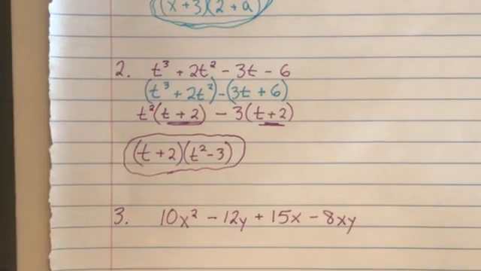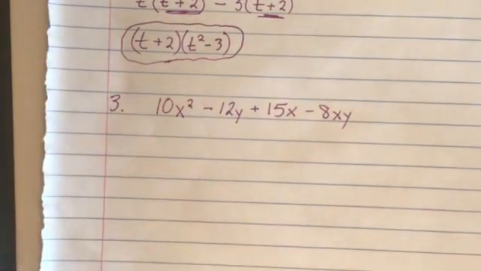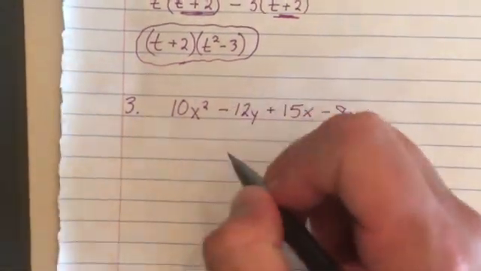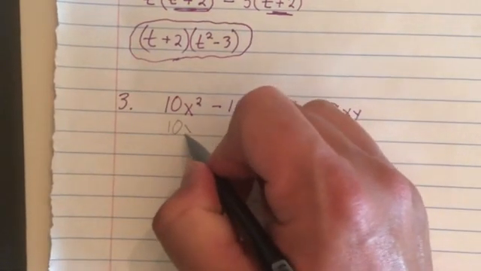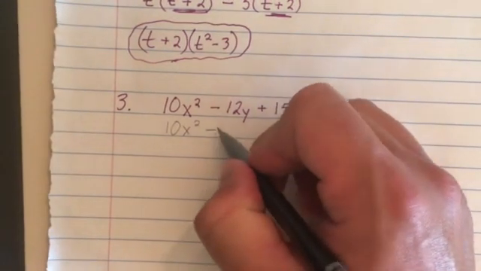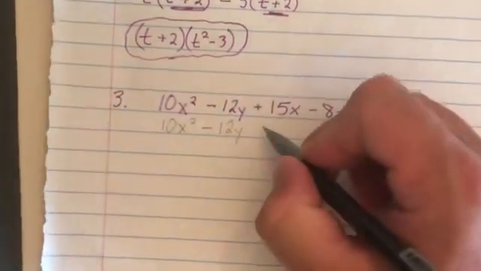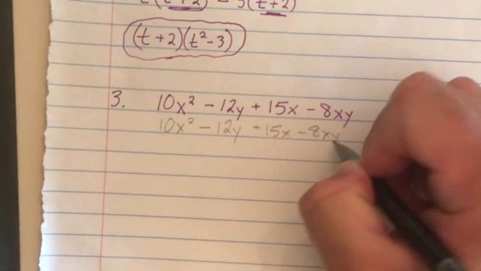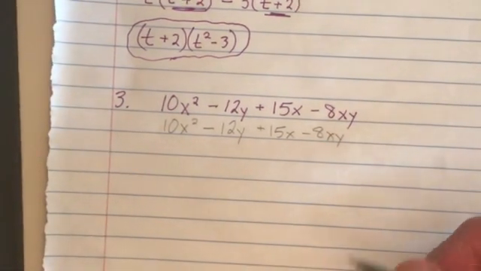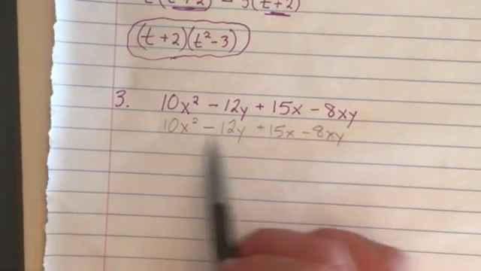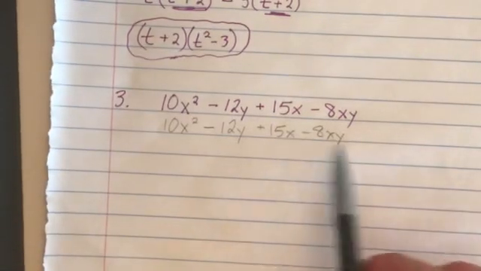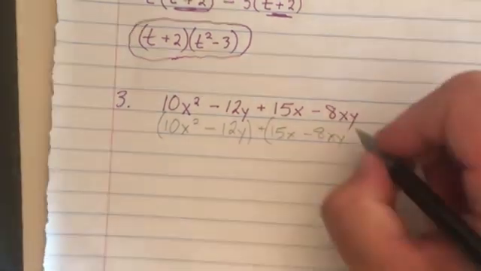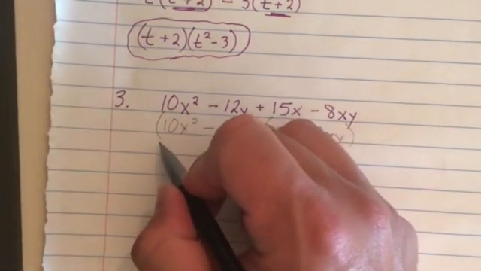Okay, the last one's a little weird, and I think I'm going to use a pencil, and I'm going to make a mistake here. I'm just going to start by factoring out 10x squared minus 12y plus 15x minus 8xy. So you might notice that, yes, there's a GCF of the first two terms of 2. There's a GCF of x down here. So we're going to try just grouping these terms as they are, and then factoring out a GCF.